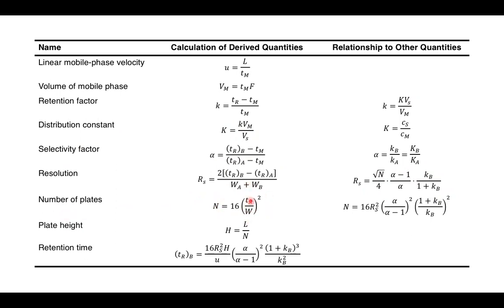So that's the peak width, and this tR is the retention time. It's related also to this equation, where we make use of the selectivity factor and the retention factors. Plate height, H, is equal to L over N, and then retention time is given in this equation, where we have the resolution, H the plate height, u the linear mobile phase velocity, alpha the selectivity coefficient, and kB the retention factor of the second peak. And don't forget also the Van Deemter equation that we saw earlier. So that's an introduction to the fundamentals of chromatography. Thank you for watching.